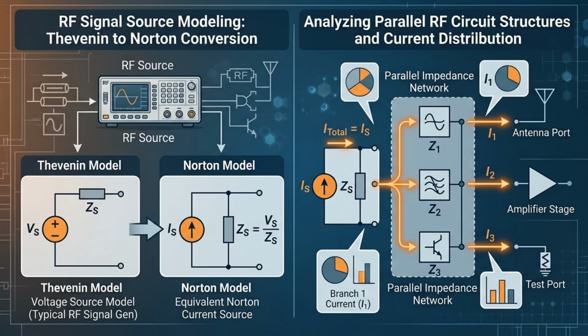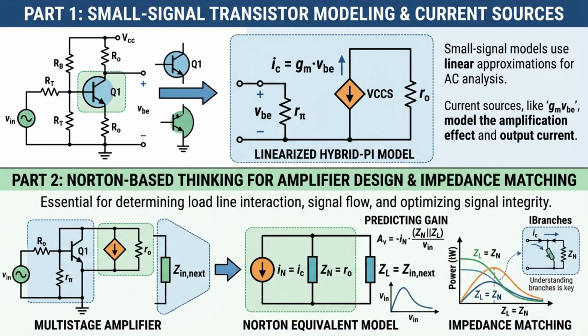In RF engineering, Norton equivalents are especially useful when dealing with signal sources, impedance networks, and parallel circuit structures. Many RF systems involve multiple signal paths where current distribution determines overall performance. Small signal transistor models often use current source representations, making Norton-based thinking essential for amplifier design and impedance matching. In these systems, understanding how current flows through different network branches is critical for predicting gain, stability, and signal integrity.